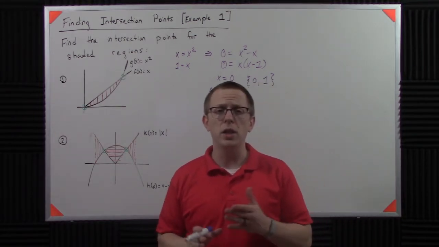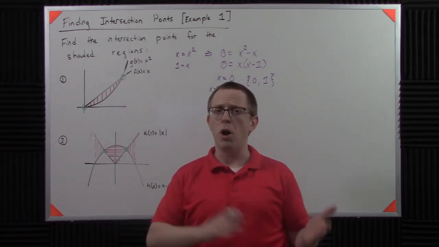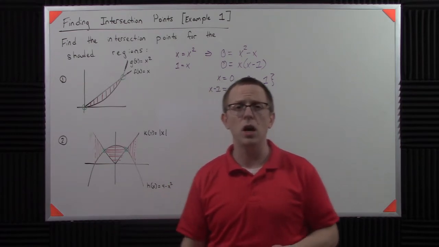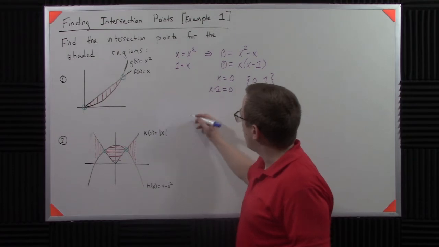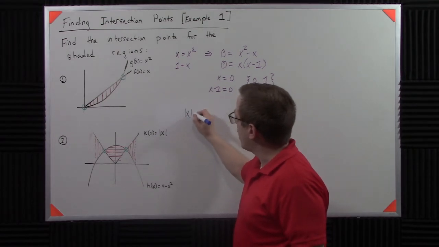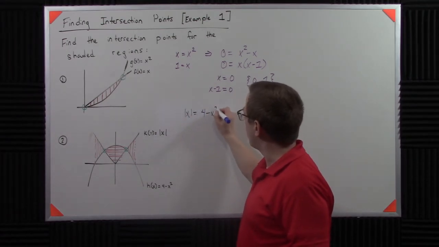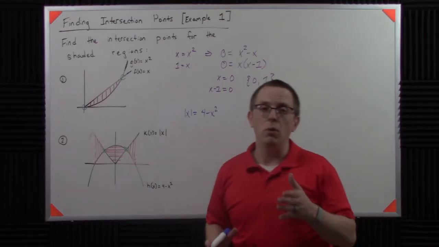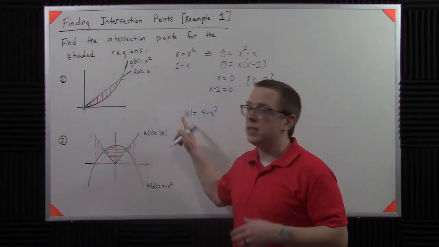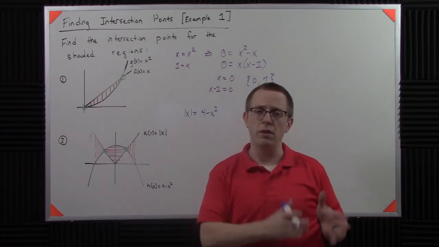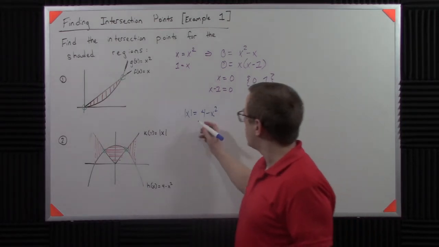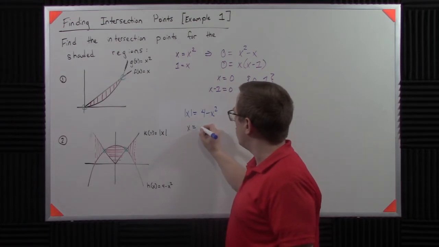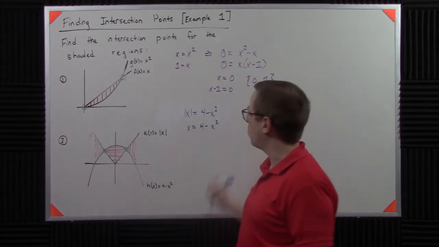So in the first case, let's solve the case where we're on the positive x side. Let's not overthink this. We have to set these things equal to each other. We know that the absolute value of x is equal to 4 minus x squared. We can represent this as either the positive case for x or the negative case for x. Let's take the case where x is positive. So that's going to be x equals 4 minus x squared.